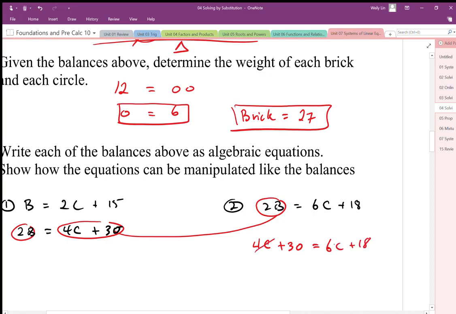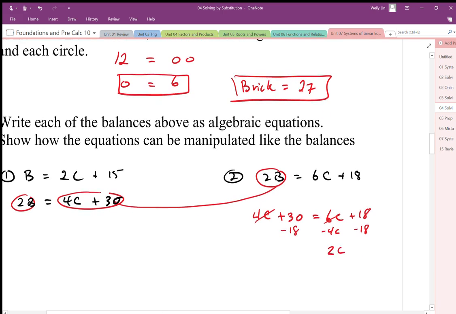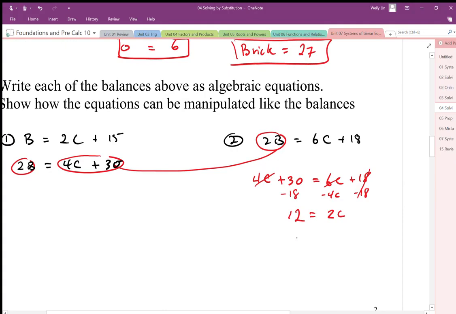Take away 6 circles from both sides. I end up with 2 circles. I take away 18 from both sides, keeping track of my balance. That's going to equal 12. 2c equals 12. So one circle, divided by 2, is equal to 6.